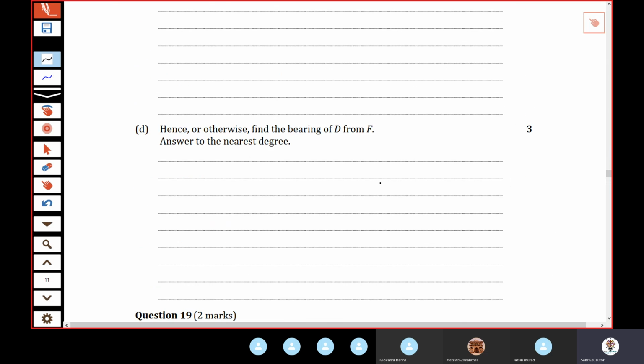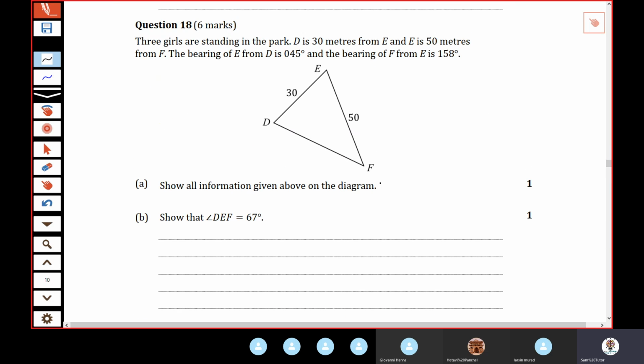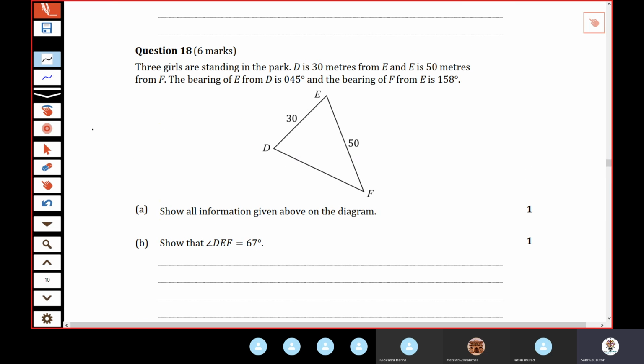Good. Let's do it. This looks like trig. Three girls are standing in the park. D is 30 meters from E. E is 50 meters from F. The bearing of E from D is 45. Okay, I stop. What do I do? Draw a compass from D. Yeah, good. The bearing, I draw it everywhere. You know that. Not just there, but everywhere. But that's good. At least we know. Once we see bearings, we just stop. We do this. That's the way I've taught it. The bearing of E from D is 45.